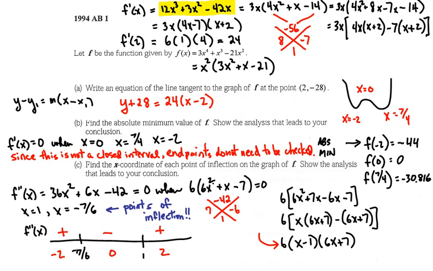X equals 1 and x equals negative 7/6. So that brings us to the end of this problem.